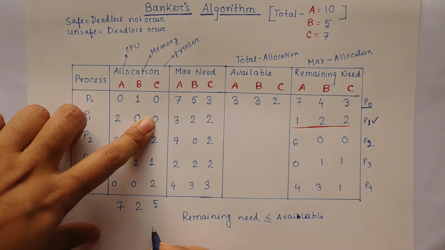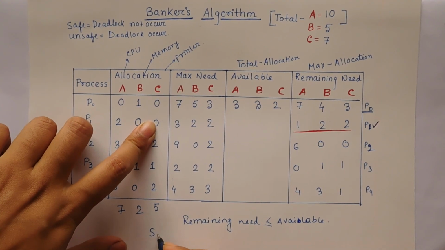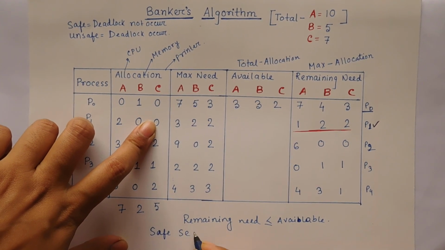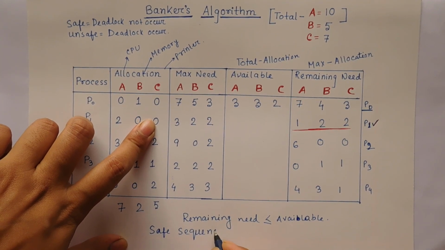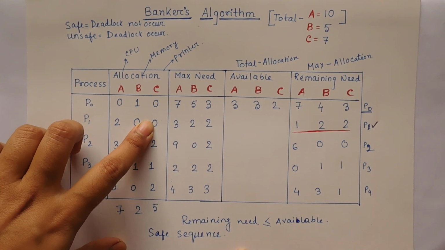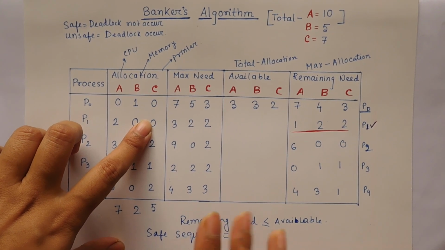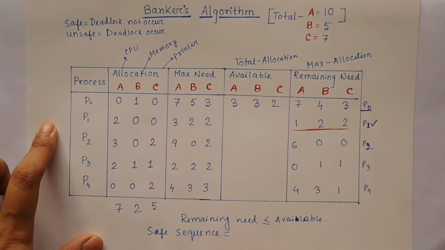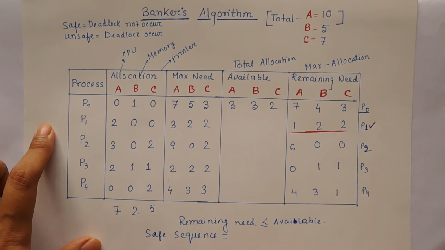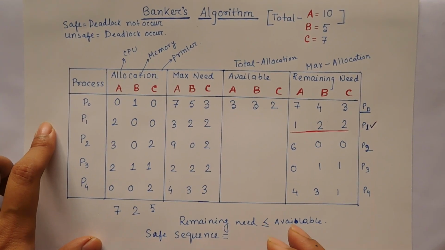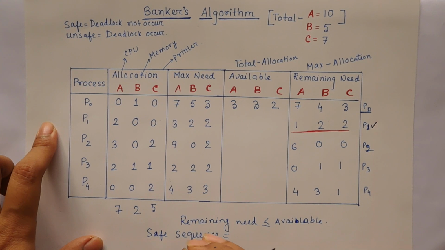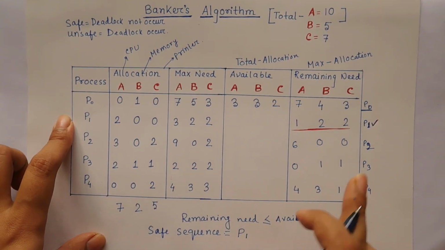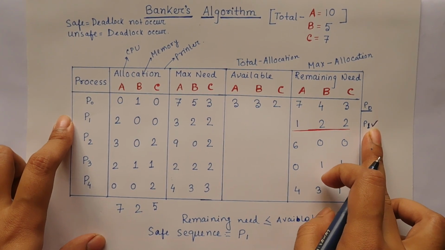Now we introduce a new term, that is safe sequence. And what is the safe sequence? It means how we sequence all the processes so that the system is in a safe state, that means deadlock does not occur. So in this sequence, P1 is executed first without deadlock occurring.